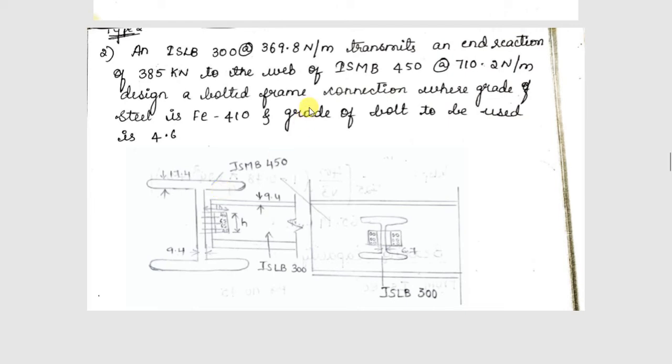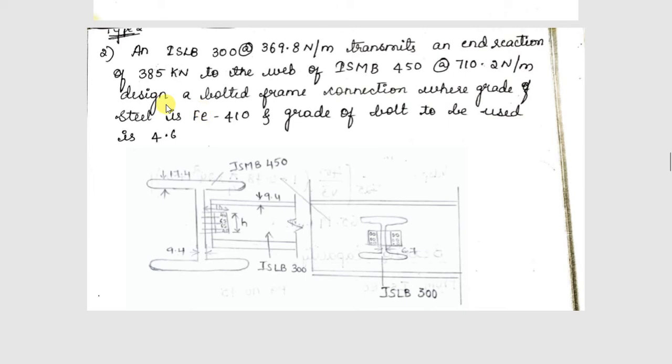So here the figure is not given, you have to draw the figure. So you can judge which is the bigger beam and which is the smaller beam. ISMB 450 is bigger, ISLB 300 is the smaller one. And the load that is transferred between these two beams is 385 kilonewton. So this will be ISMB 450, and to its web a smaller beam is connected, it is ISLB 300.